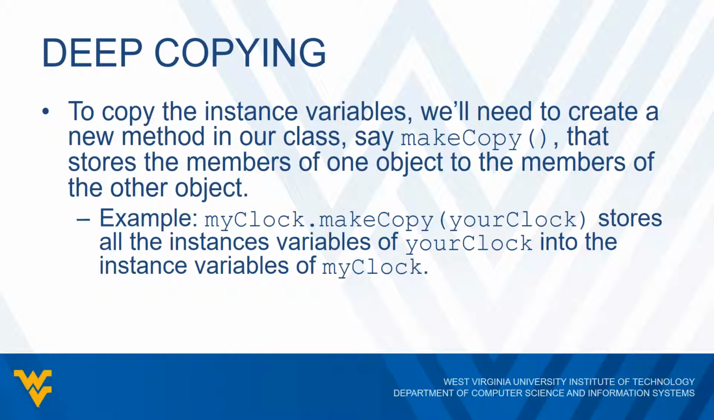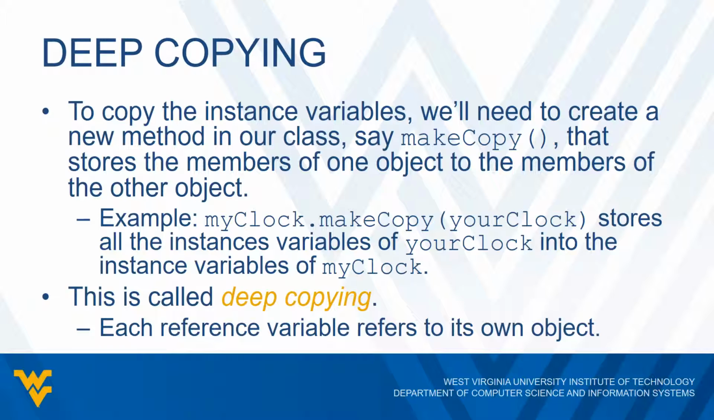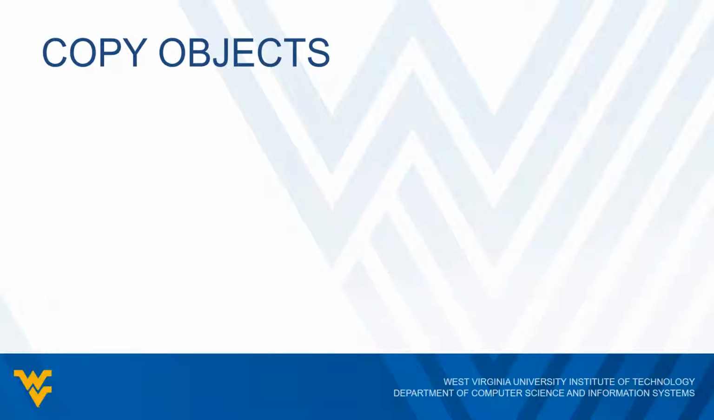What this does is it will store all the instance variables of yourClock, that object, into the instance variables of the myClock object. So this type of copying is what we call deep copying, because we've copied the contents from one object to the other, but each reference still refers to its own object. So we haven't changed any of the memory addresses. We've just changed the data.